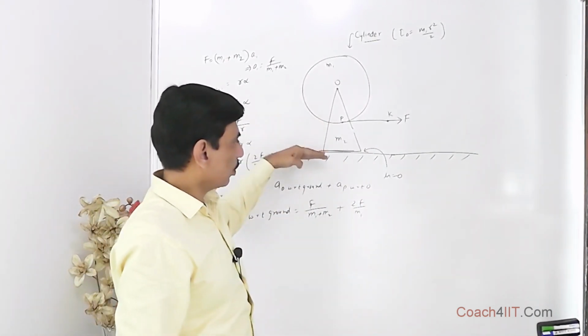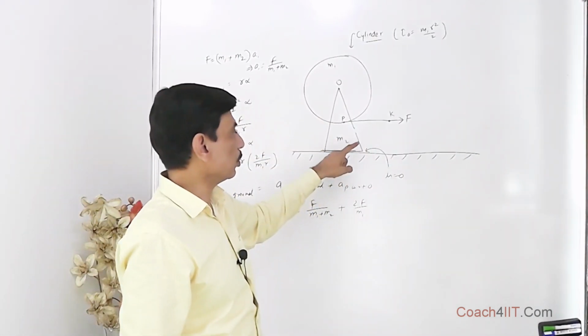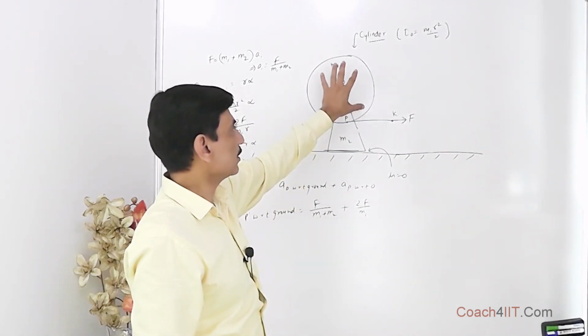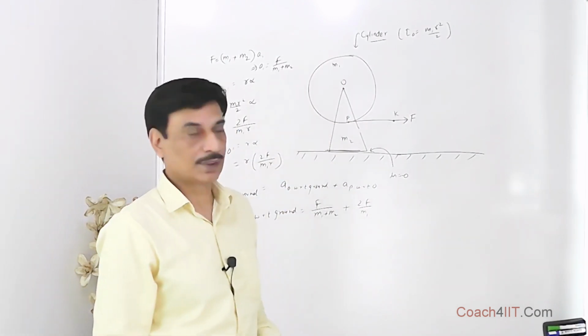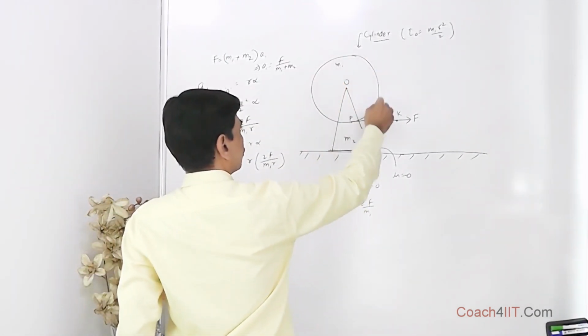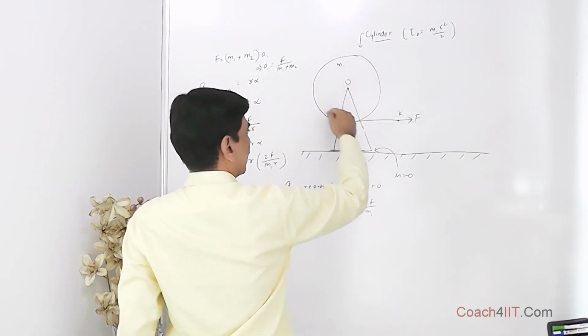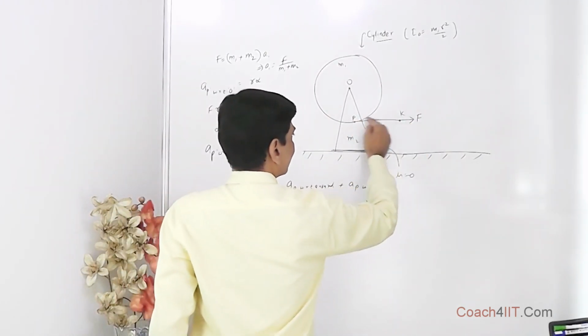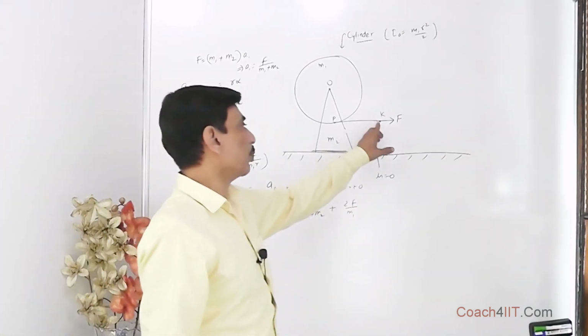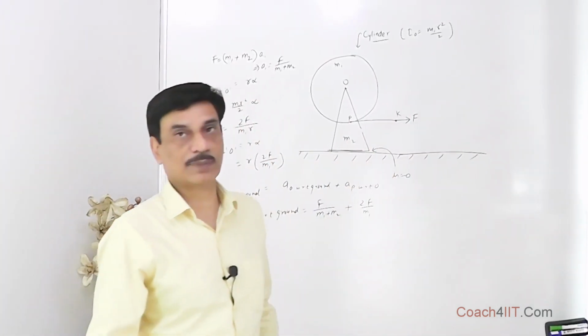This mount is on a frictionless surface, that is mu is equal to 0 between this and this. And so this mount is supporting this cylinder axle over here. A tight, massless string is wound on the cylinder, and this end is being pulled with a force. So obviously this point shall also be moving with some acceleration.